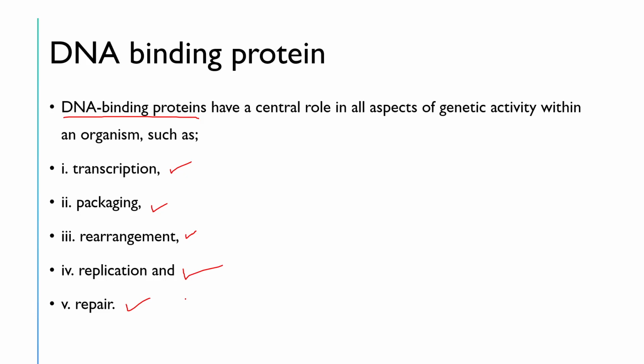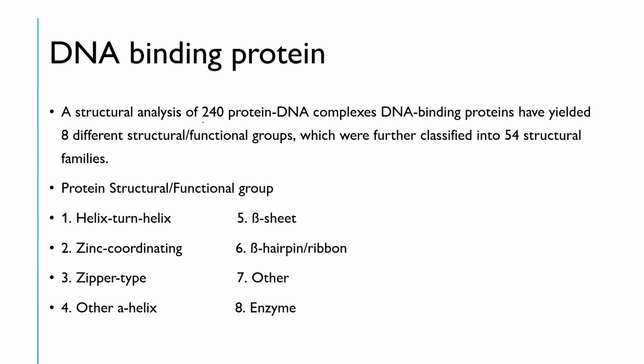replication, and repair. Okay, so a structural analysis of 240 protein DNA complexes, DNA binding proteins, has yielded 8 different structural and functional groups. They belong to almost 8 different structural or functional groups, which were further classified into 54 structural families. This protein structural or functional group can be divided into 8 types, that is helix turn helix, gene coordinating, zipper type, other alpha helix, beta sheet, beta hairpin or ribbon, other types, and enzyme.